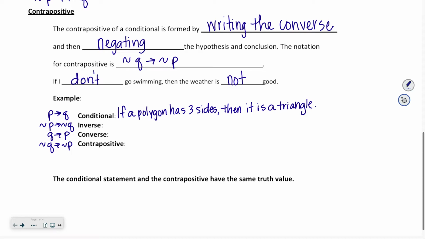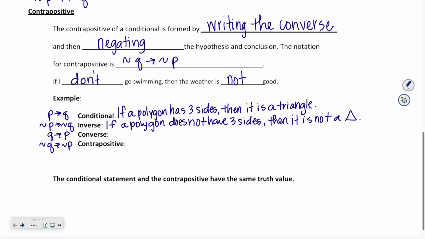So for inverse, what am I going to write? If a polygon does not have 3 sides, then it is not a triangle. If a polygon does not have 3 sides, then it is not a triangle.